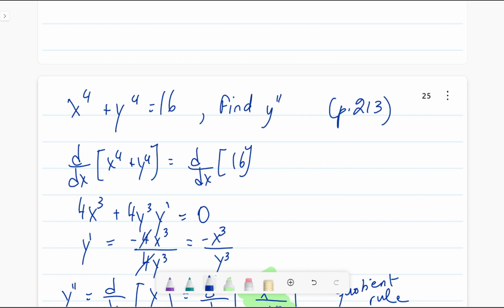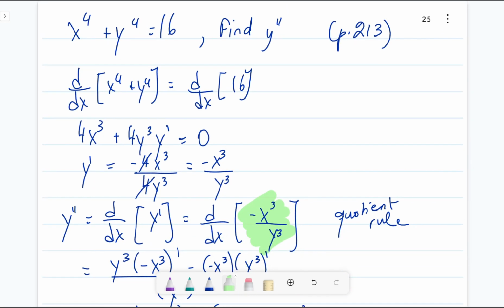So the derivative of x to the power of 4 plus y to the power of 4. For x to the power of 4, we drop the power, so it becomes 4x to the power of 4 minus 1, so 4x to the power of 3. Same for the y, it becomes 4y to the power of 3, except since we're differentiating with respect to x, when we differentiate y, don't forget to write y prime after it. And on the right side, this is equal to 0. Now we solve for y prime. This is equal to negative 4x cubed divided by 4y cubed. We cancel out the 4's. This gives us negative x cubed divided by y cubed.